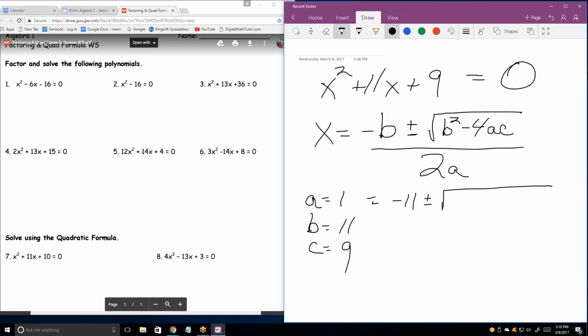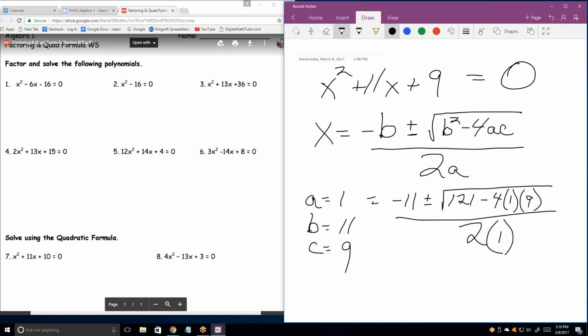Plus or minus is very important because that's going to give you your second solution. If you just do plus, you're only going to get one solution. And always remember that quadratics are almost always going to give you two solutions. B squared is 121. And then I highly recommend doing this step exactly like this. Don't take any shortcuts. Do it exactly like that.